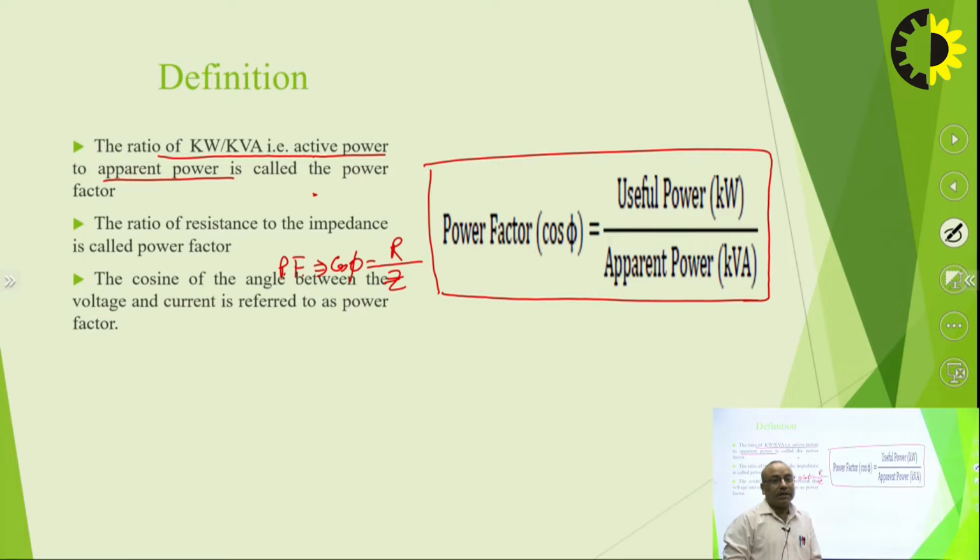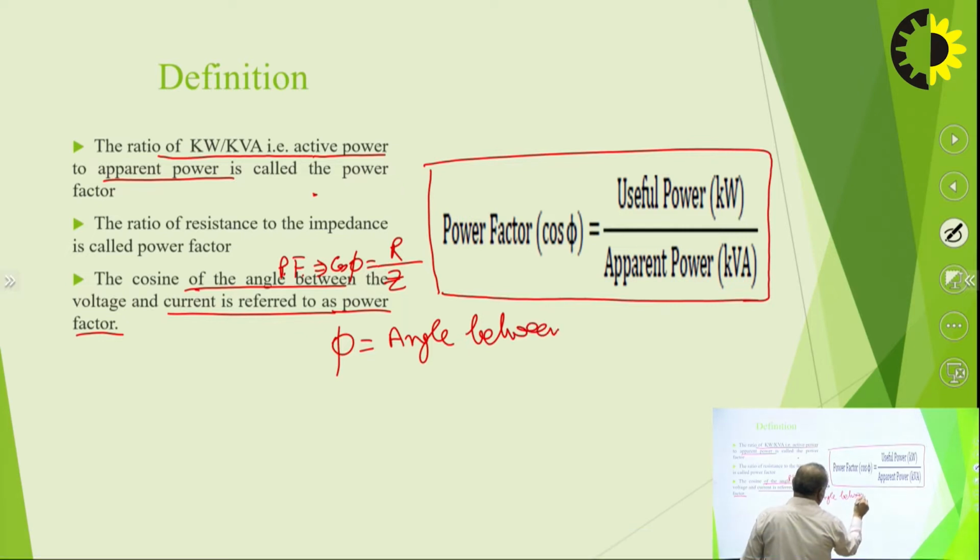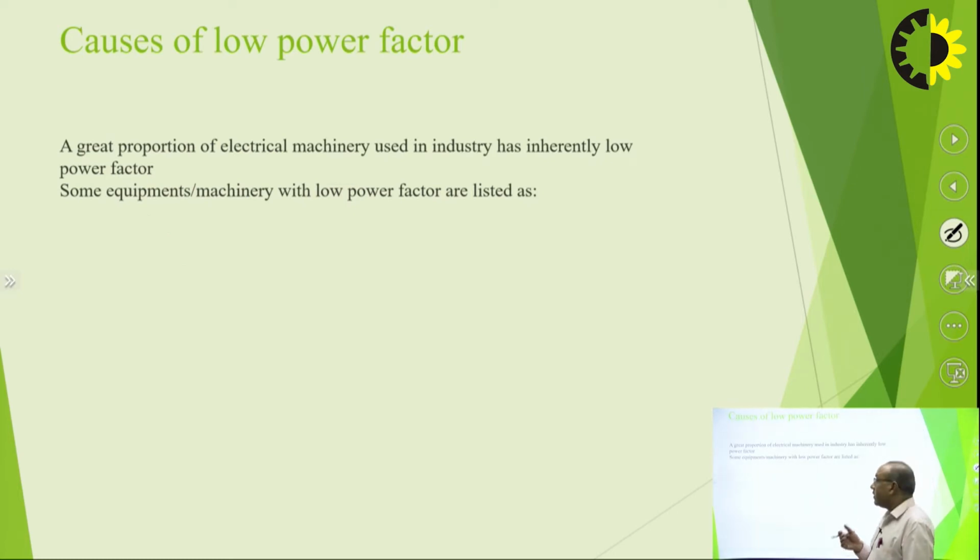The third definition is the cosine of the angle between voltage and current, which is also known as power factor. That means cos phi, where phi is the angle between voltage and current. V is for voltage and I is for current. The angle between these two is phi, and the cosine of this angle is known as power factor. So these are the various definitions for power factor.